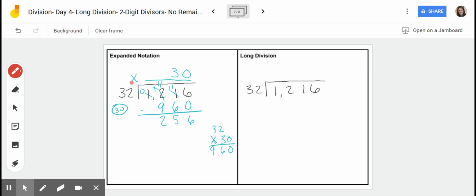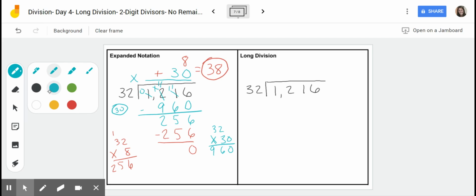So since I know that 32 is 2 more than 30, I'm going to try 8. I'm going to do a little bit of guessing and checking. So I'm going to say 32 times 8 and see what that is. I know that 8 times 2 is 16. So far that matches. And then 8 times 3 is 24, plus 1 more is 25, which is a perfect match, 256. So I can make, out of 256, 8 more groups of 32. So 8 times 32 is 256. We subtract, we have nothing left. We add our partial quotient to get a total of 38.